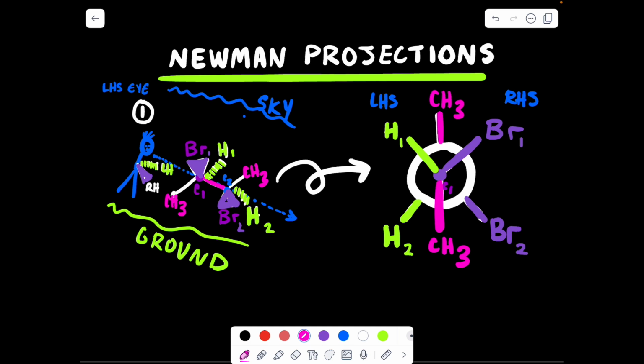We will get into which Newman structure will be the most stable in a different lecture, but for this question, I was just going over how to convert a fence post projection into a Newman projection. So yeah, that was the first question. We can do another question.